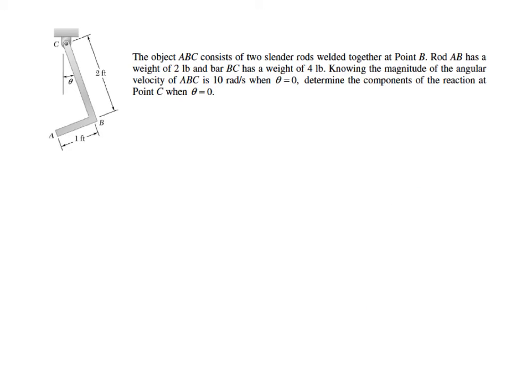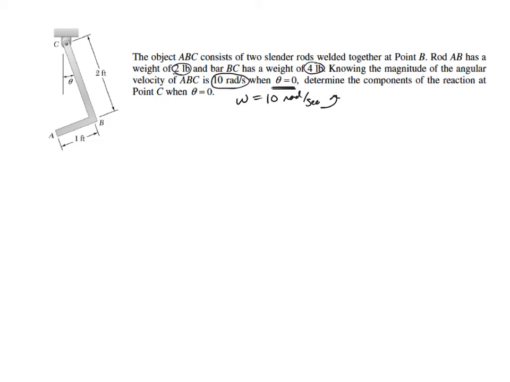Give you a moment just to read this. We've got object ABC, an L-shaped member. Couple of different weights on there. It says AB has a weight of 2 pounds. BC has a weight of 4 pounds. We're told that when theta equals 0, we have a known angular velocity. So omega is equal to 10 radians per second. Determine the components of the reaction.